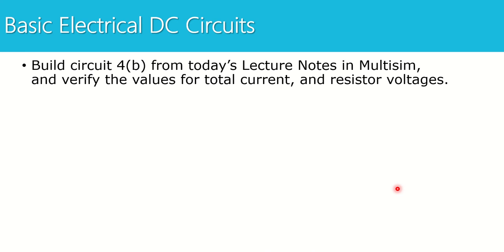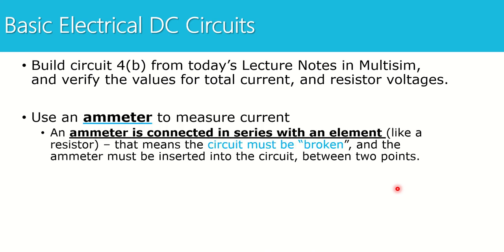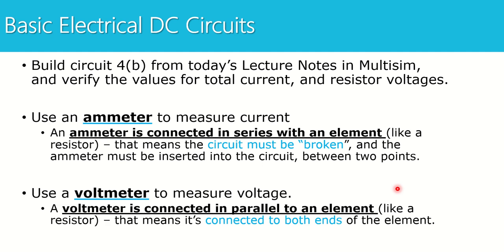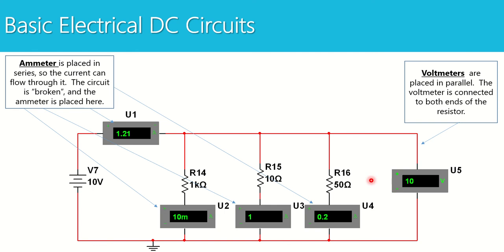Also, I'm going to show you the circuit 4B from today's lecture notes in Multisim. We're again going to use the ammeter and the voltmeter in the same way. Ammeters have to be in series, voltmeters have to be in parallel. Here's that circuit from 4B. Here's our total current before it splits and takes these 3 paths. That's that current before it splits and takes those 3 paths. Each ammeter is measuring current from one path.